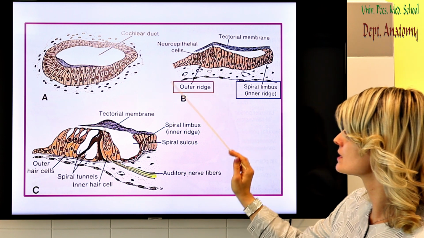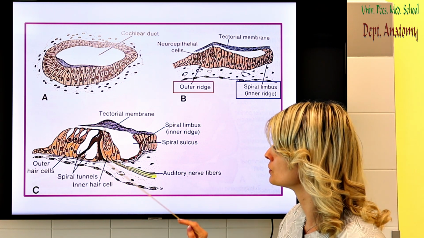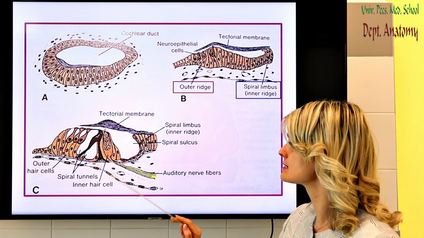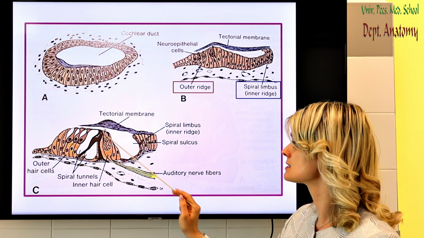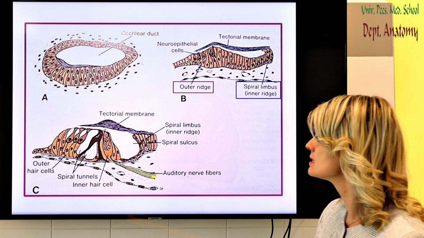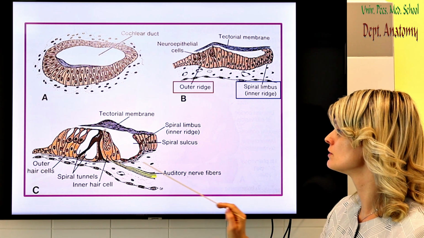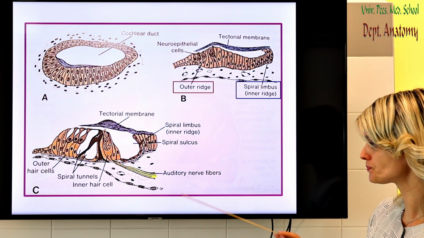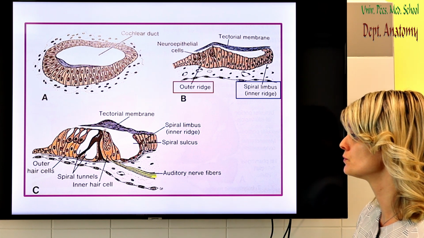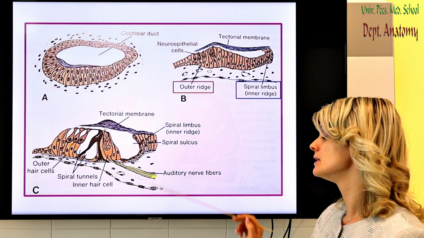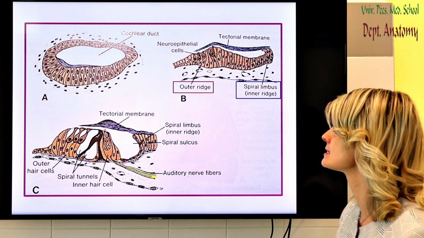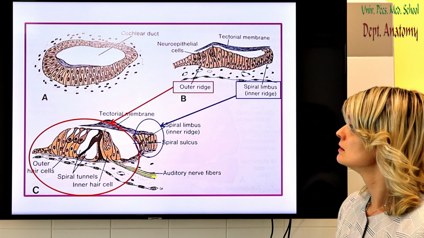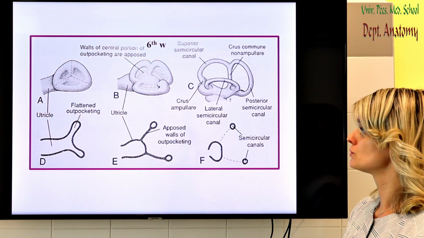So what are the cells which will be from the outer ridge? The outer hair cells, the inner hair cells, and the pharyngeal cells. Here you can see the pillar cells, and from the inner ridge will be the limbus. And these are the auditory nerve fibers, which will bring the information from the hair cells. This is what I told you.